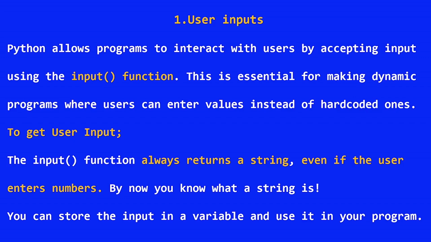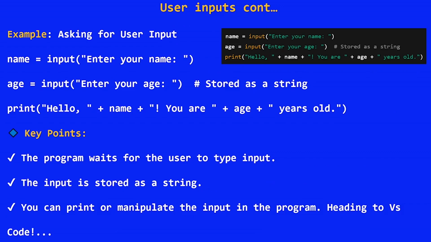You can store the input in a variable and use it in your program. In this example, we're asking the user to give us his or her name. So for example, name is equal to input, and then you give a hint, enter your name. Age is equal to input, enter your age as a hint. All those variables will be stored as a string unless we alter them.